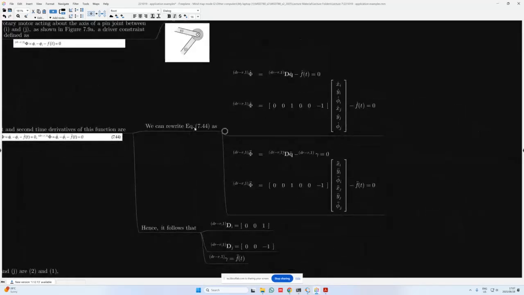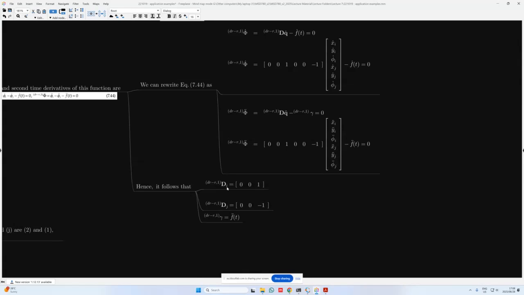And we can rewrite equation 7.44 in the following form, where we simply utilize the computational efficiency of the Jacobian and write our constraint equation in terms of the accelerations of the center of mass of the bodies. Now from this, it then follows that we have a driver Jacobian that is constructed for body I, a driver Jacobian for body J, and then we also have this gamma function over here, which is simply f double dot t. In our model, the body indices I and j are simply 2 and 1 respectively.